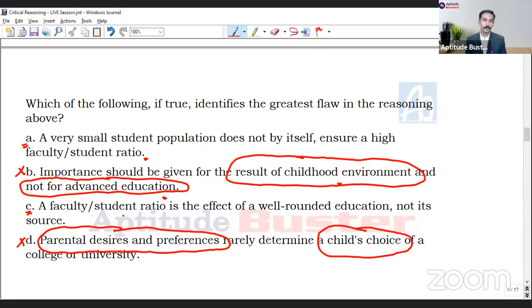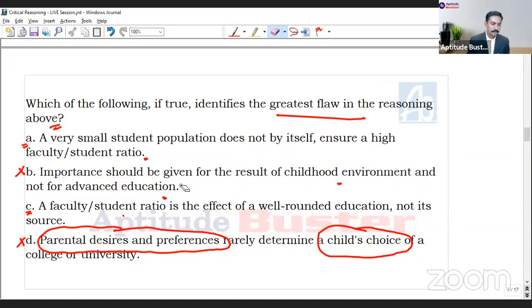Of the four options, first and third relate to the context that we have discussed, of which our duty is to identify which one exemplifies the flaw that the author has made in the argument, because the question says the greatest flaw in the reasoning above, which means that the author has committed a fault. All right. Let's revisit option A and option C again. By now, we eliminated B and D. I explained the reasons.